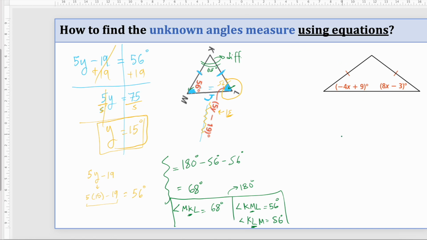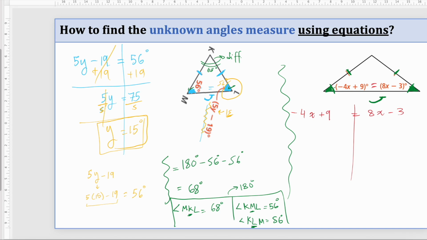Okay, now let's move forward to the other idea. Here, same thing, these two are the equal angles. This angle is supposed to equal this angle, as we said, because this side is equal to this side, right? Now the different thing here, they both have variables, so it's okay, we can still find the value of x. You have to write an equation. You have to say that this angle, the first one, negative 4x plus 9, is equal to 8x minus 3.